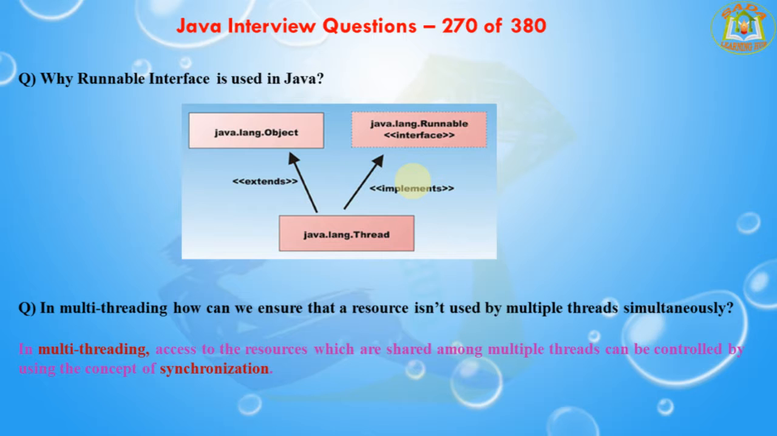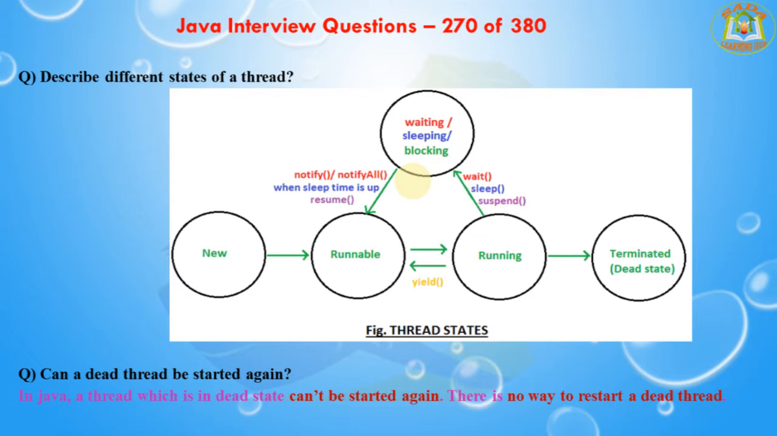The next question is, describe the different states of threads. The threads in Java can be in the following states. The first one is the ready state. When a thread is created, it is in the ready state. Running state: a thread that is currently being executed is in the running state. Waiting state: a thread waiting for another thread to free certain resources is in the waiting state. Dead state: a thread which has gone dead after executing is in the dead state.